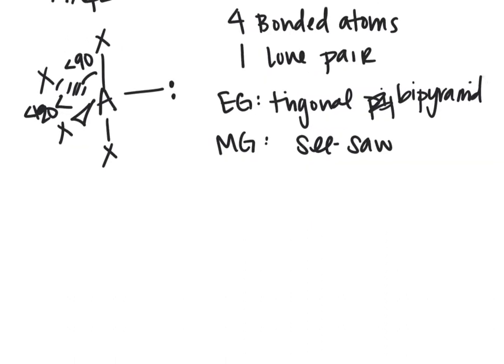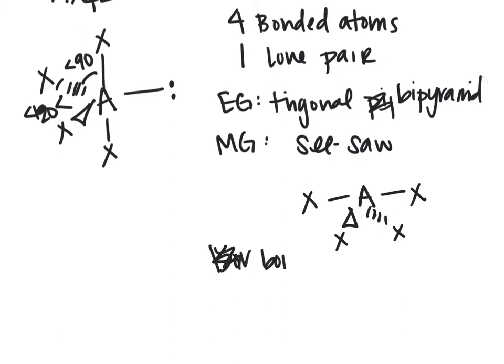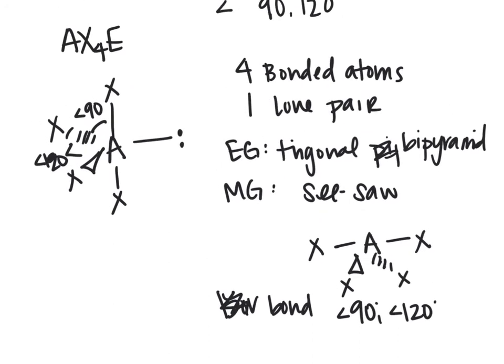So let's redraw this in such a way that makes a little bit more sense. If we tilt it on its side and remove the lone pair, we can see that it kind of looks like a seesaw. Not the best, but our bonds in this case, we'll just call that bond, is less than 90 and less than 120. So this would be the seesaw molecular geometry.